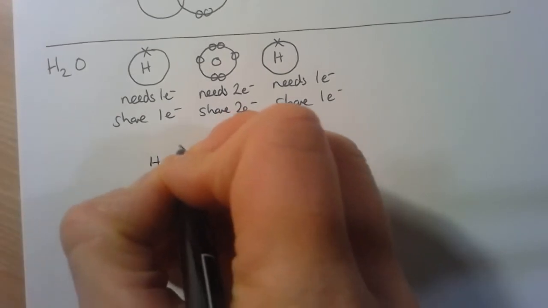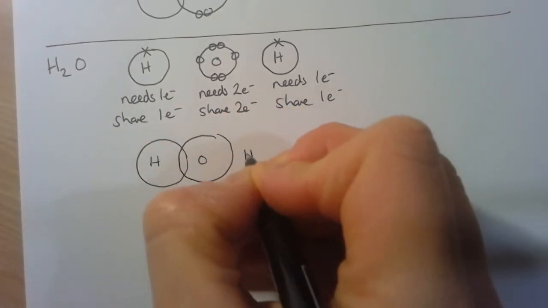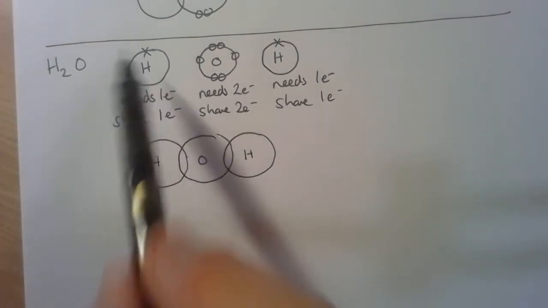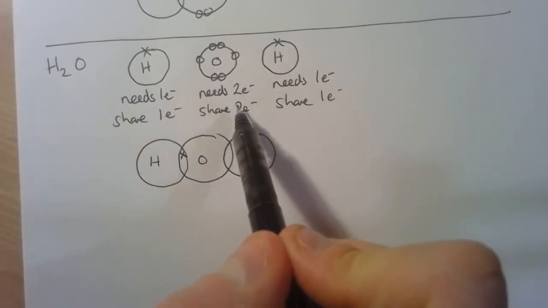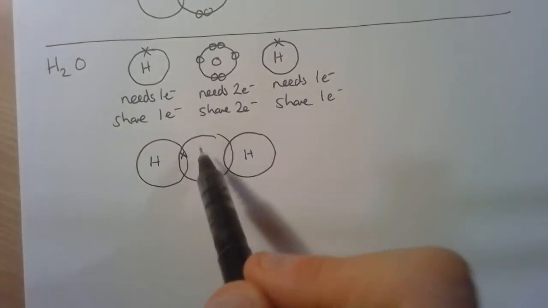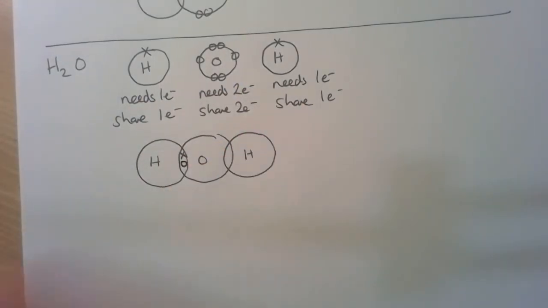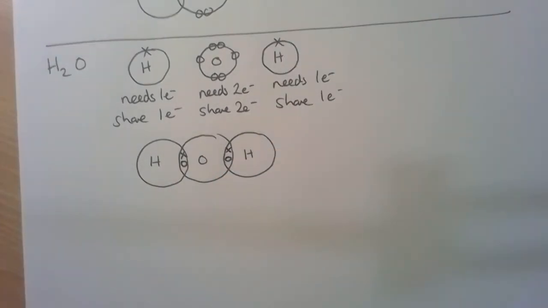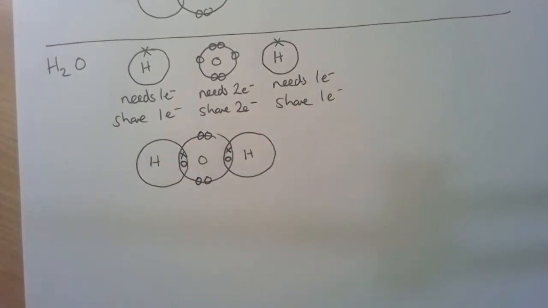Let's draw the overlap regions like this. So this one is going to share 1 electron in the overlap region. Now oxygen is going to share 2 electrons, but it's got 2 overlap regions, so it's going to share 1 of its electrons in this overlap region and then 1 in here. This hydrogen is obviously sharing that electron there, and then we've got the remaining electrons that go on there.